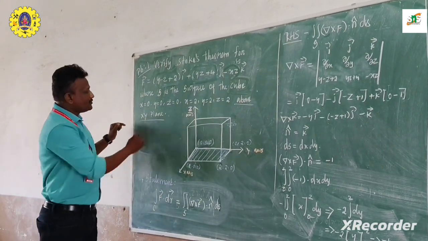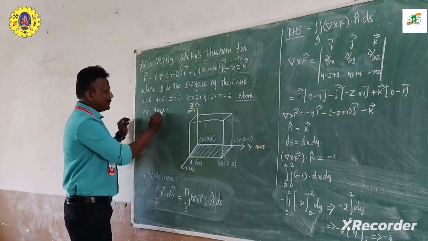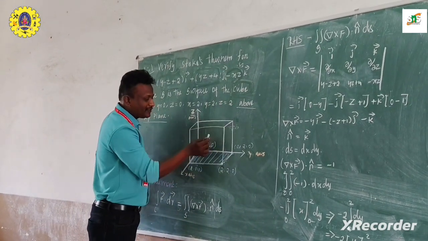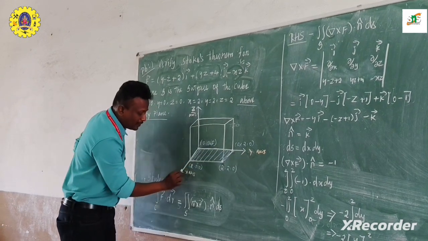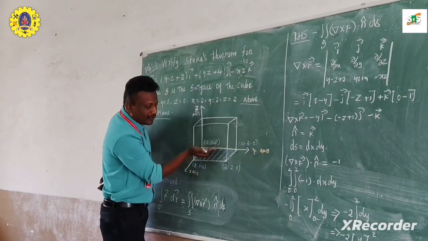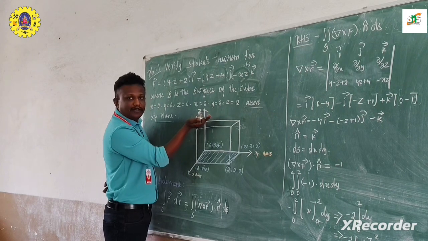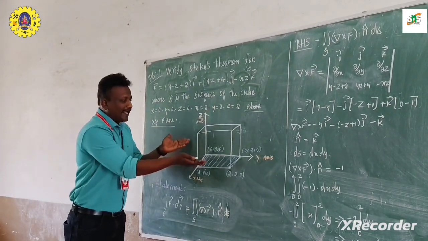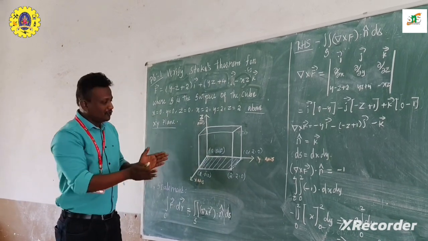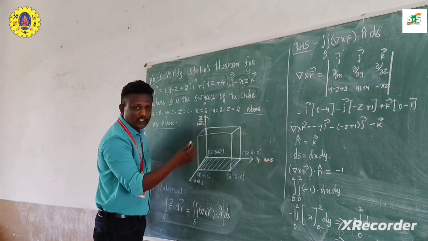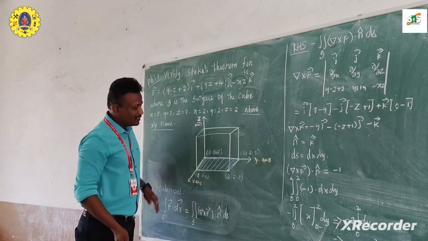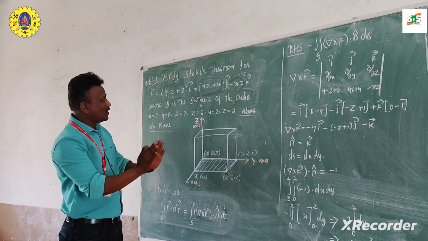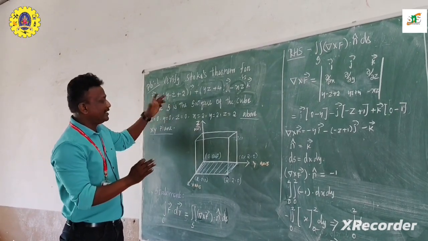Here, the phrase "above the xy plane" is very important because S is the surface, right? S is the surface which is above the xy plane. Xy plane means this is x, y. They are mentioning only above the xy plane, which means the surfaces above the xy plane are closed. So this is the bottom surface, which is not closed, which is open. The above surfaces are closed. This is what they are saying from the given data in the question.